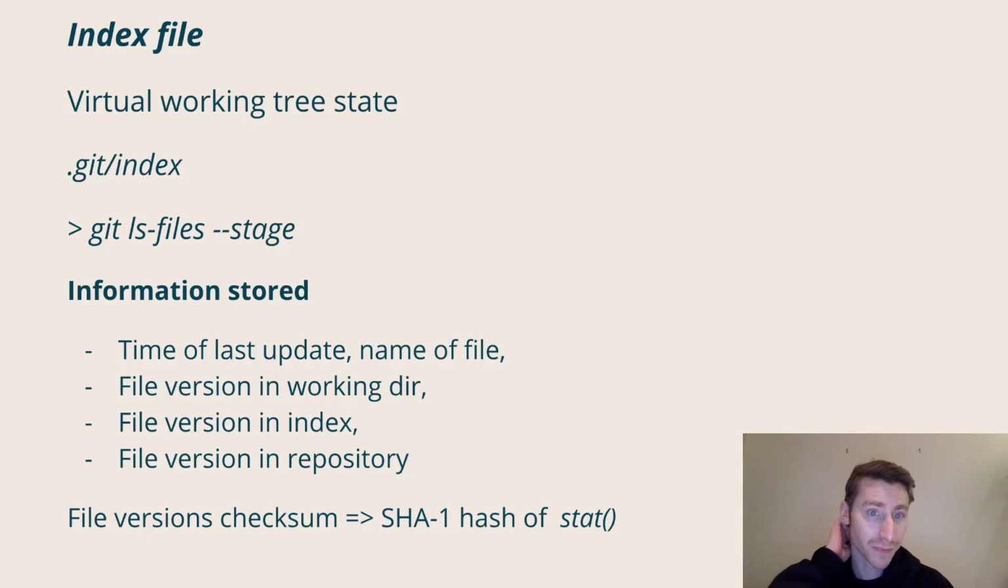Information stored. For each file, it stores the time of the last update, the name of the file, the file version in the working directory, the file version in the index, and the file version in the repository. And file versions are marked with checksums. This is a SHA-1 hash of stat, the function stat. It's not a hash of the content, and this is more efficient. So you can see here, this is the third type of hashing that's been going on.